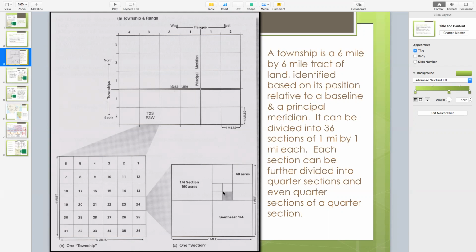So this shaded gray area, again, is located here in this quarter. So it is the southeast quarter of the southwest quarter of the northeast quarter of section 24, township 2 south, range 3 west.